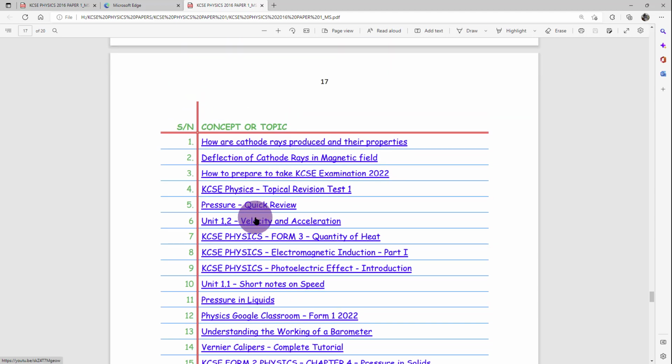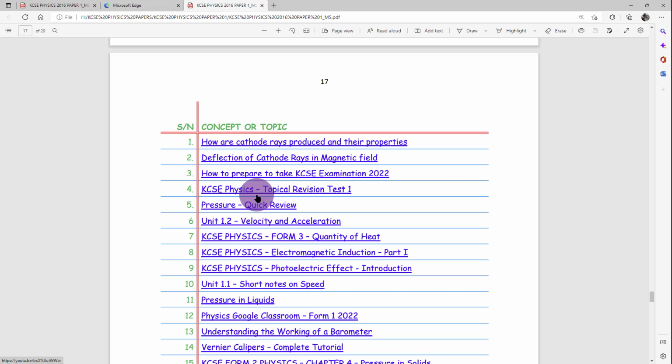So go right ahead, download the question paper in the video description, and first of all, work out the questions in this paper, which is the 2016 paper. And then after that, you replay this video so that you can see how the answers were obtained. After that, you can go and play these videos here where I teach you more concepts in physics.